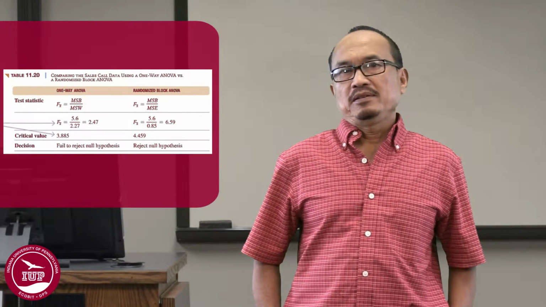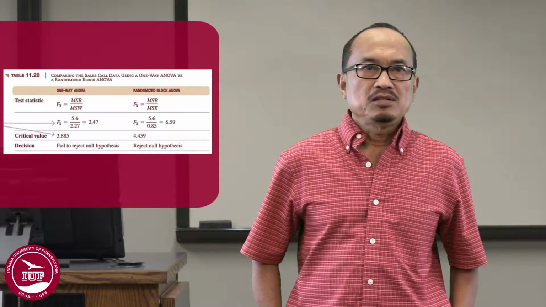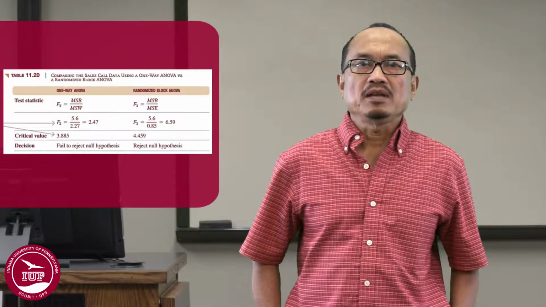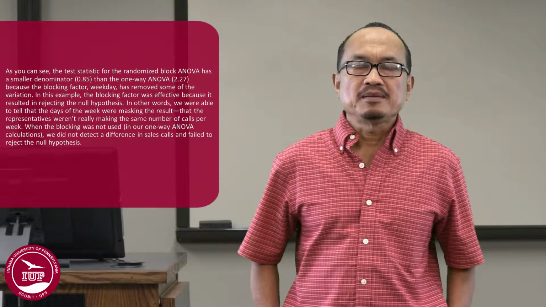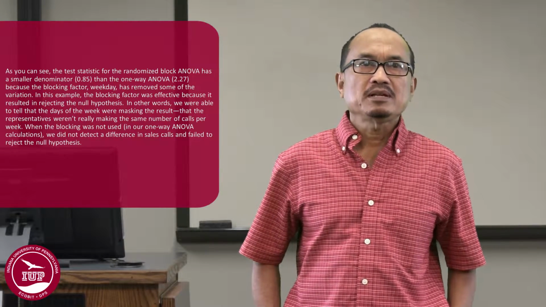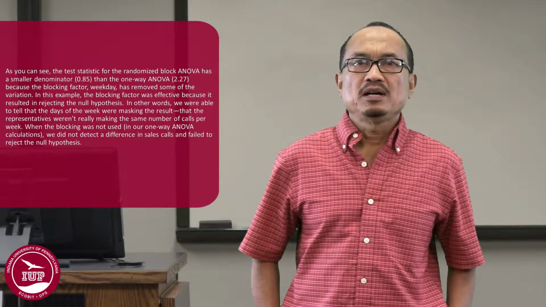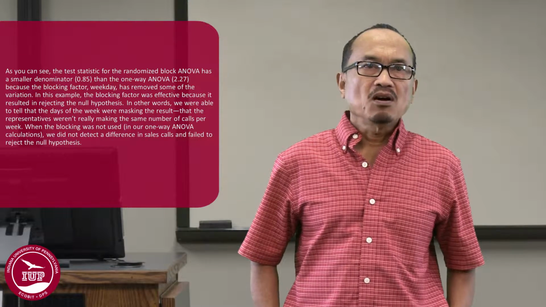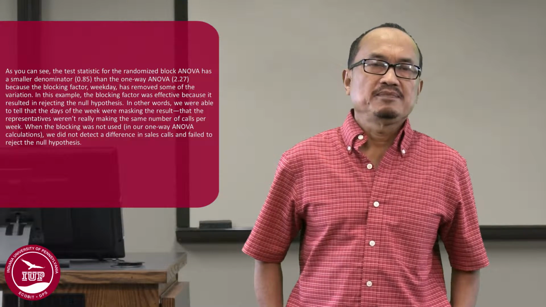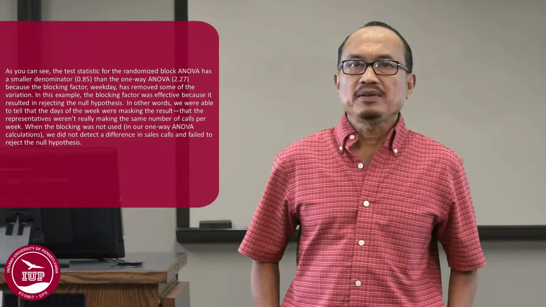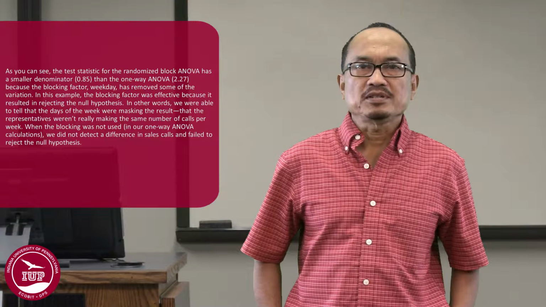To illustrate this point, take a look at table 11.20, which compares these two ANOVAs using the sales call example. As you can see, the test statistic for the randomized block ANOVA has a smaller denominator, 0.85, than the one-way ANOVA, 2.27, because the block factor, weekdays, has removed some of the variation. In this example, the blocking factor was effective because it resulted in rejecting the null hypothesis.